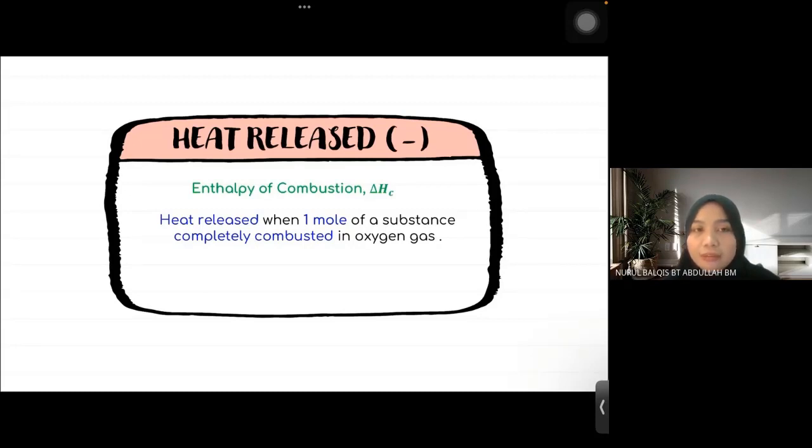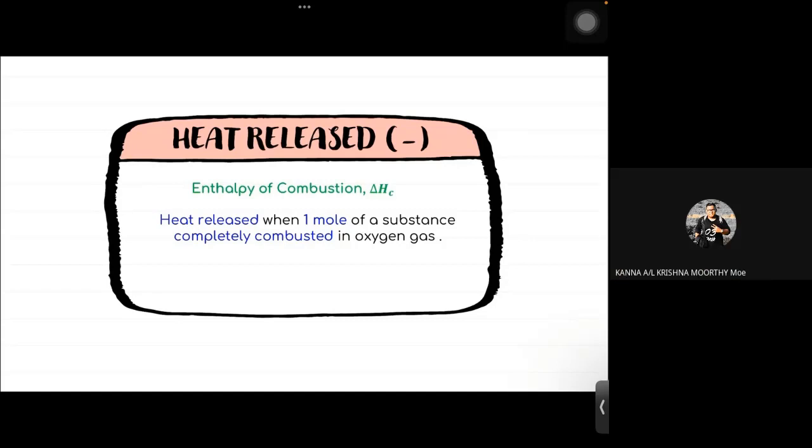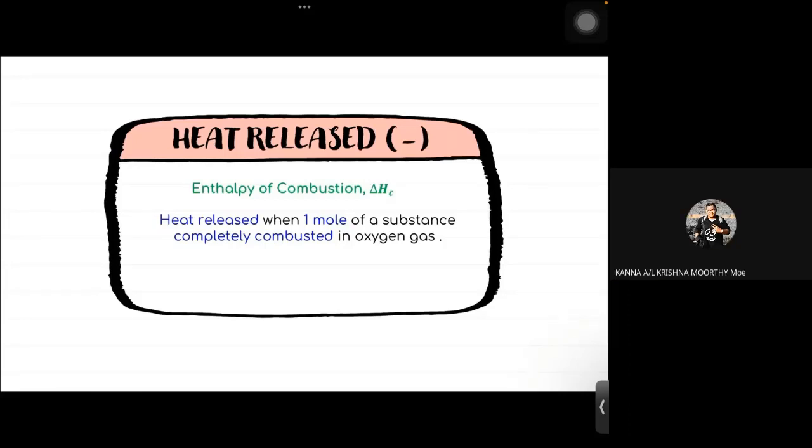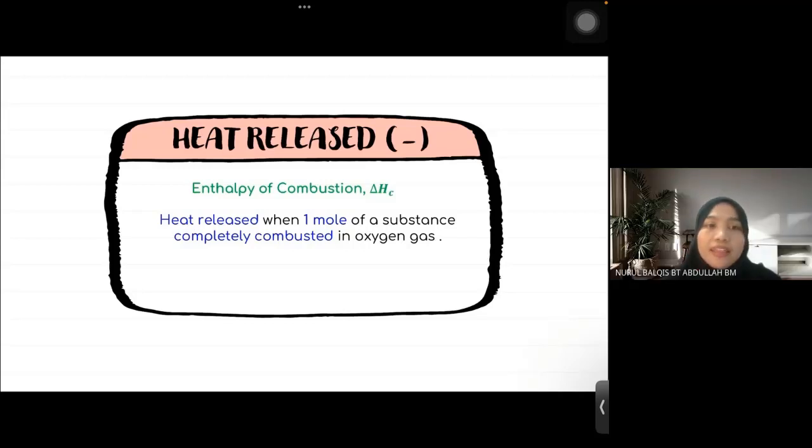So now on your screen you can see heat release, right? Yes, Miss. Okay, so for heat release we will go through one by one the definitions of each enthalpy. For the first heat release, they involve enthalpy of combustions. Enthalpy of combustions means heat released when 1 mole of substance is completely combusted in oxygen gas. So from the definition, we know heat release. This heat release indicates what in your thermochemical equations? Negative sign. Okay, good.